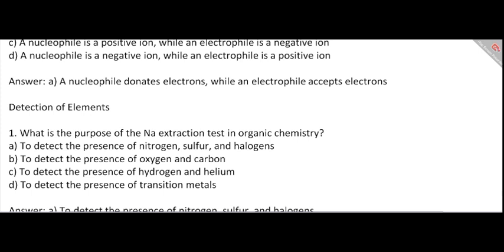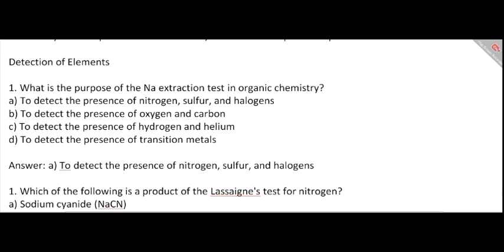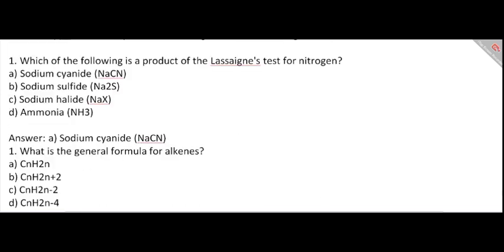Which of the following is a product of Lassaigne's test for nitrogen? Options are sodium cyanide, sodium sulfide, sodium halide or ammonia. The correct answer is sodium cyanide. The general formula for alkene is option A. Generally for alkene we have to place +2. For alkane it's nothing. For alkyne we have to make it -2.